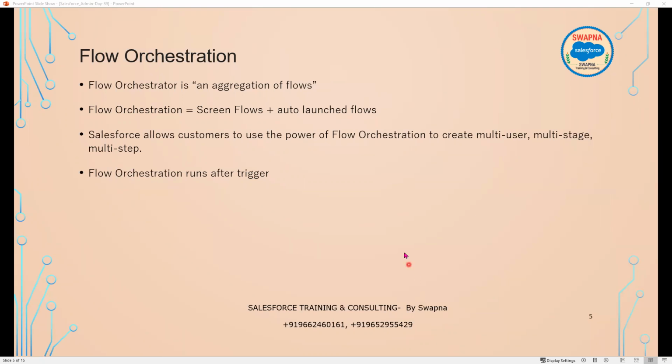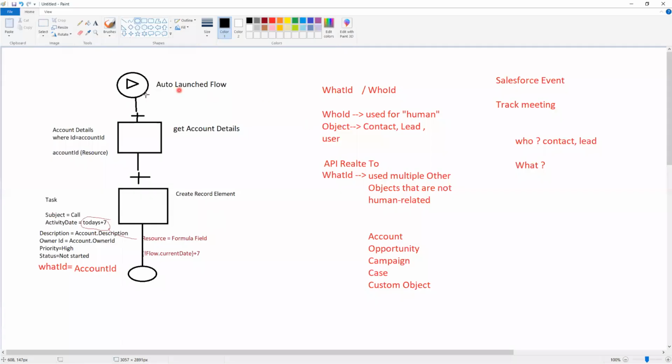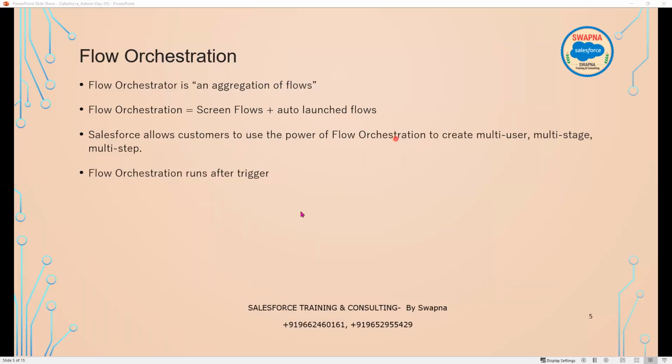Now, in detail, if I go into the flow orchestration, let's see the structure of it. Whenever we are implementing flows, a normal flow starts like this. I can add one element here and another element here. If it is a decision, we have a yes condition and a no condition. This is a normal flow.